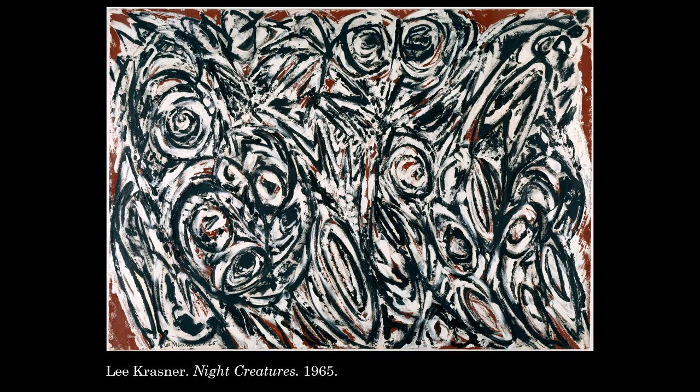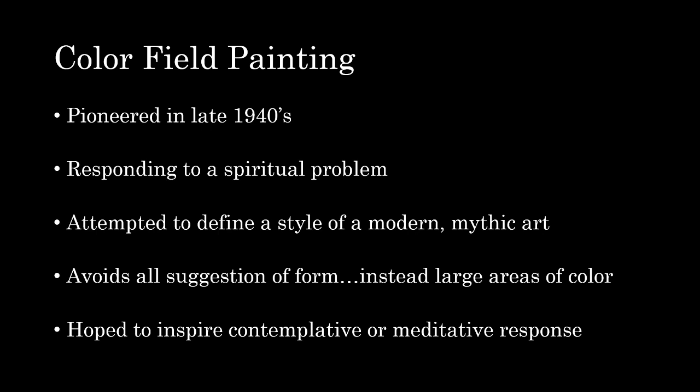So now let's look at some color-field painters, but first a little info about it. In contrast to the kind of aggressive tendencies of the action painters, the color-field or the chromatic abstractionists, if you will, work is much calmer and quieter. These artists were responding to what they felt was a spiritual problem in modern society, and they so hoped to create a modern mythic art that would inspire contemplation or a meditative state by creating large areas of color, primarily one color.